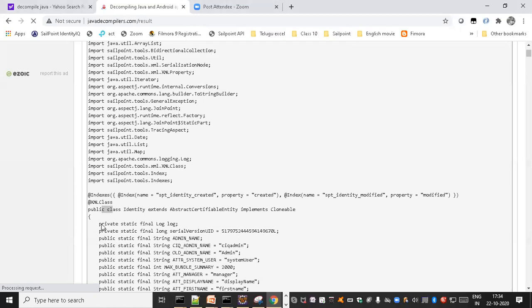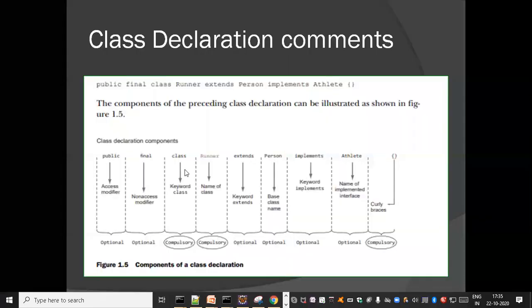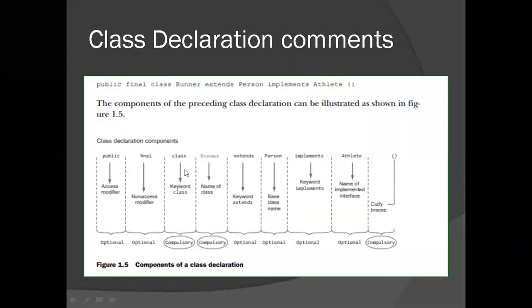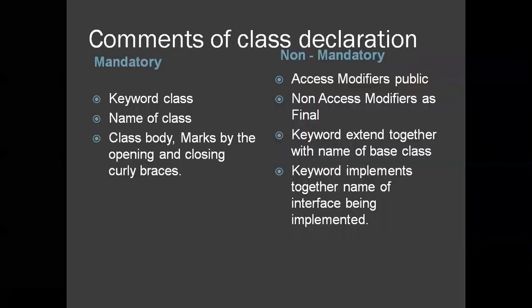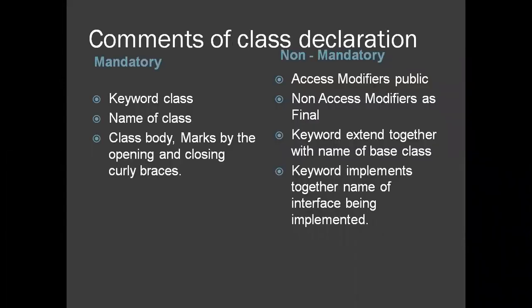See this, public static final is there. Final we are going to learn soon. What is a final variable, how it is there, you can learn now. So now you have seen the base structure of the class. The next thing is what are the mandatories and what are the non-mandatories. If you are doing a complete declaration, what are the mandatories? The keyword class is mandatory, and the name of the class is mandatory.